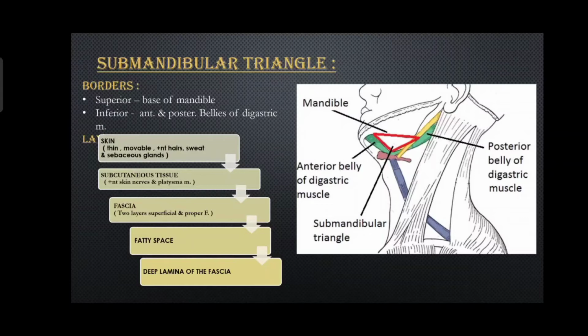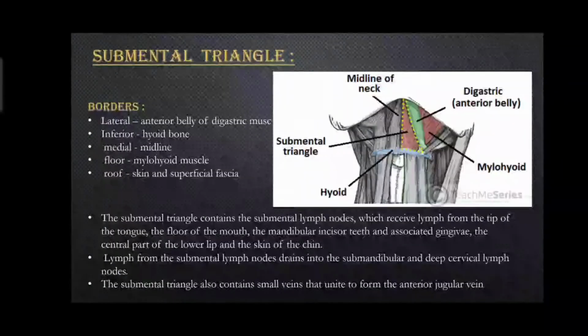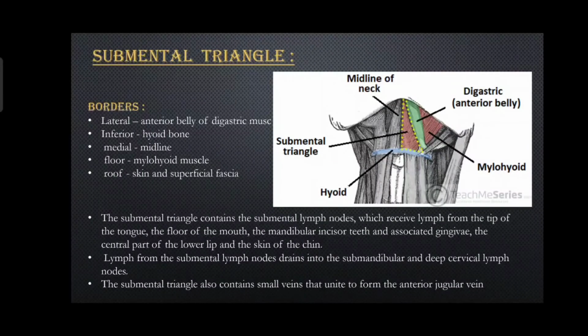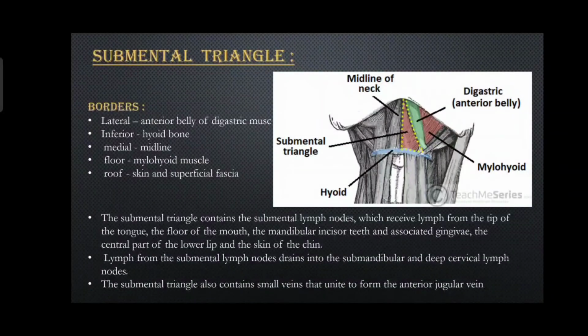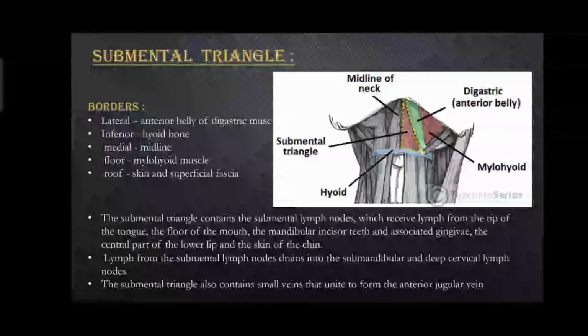Contents of this triangle: anterior and posterior facial veins, part of the facial artery, submental branch of the facial artery, hypoglossal nerve, etc. Submental triangle borders: laterally, the anterior belly of the digastric muscle; inferiorly, the hyoid bone; medially, the midline; floor, mylohyoid muscle; and roof, skin and superficial fascia. The submental triangle contains the submental lymph nodes which receive lymph from the tip of the tongue, the floor of the mouth, and the mandibular incisor teeth and associated gingiva. It also contains small veins that unite to form the anterior jugular vein.